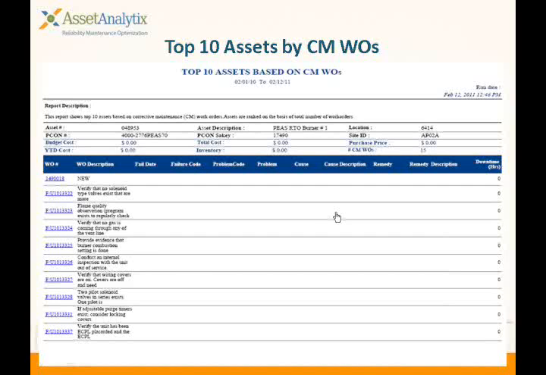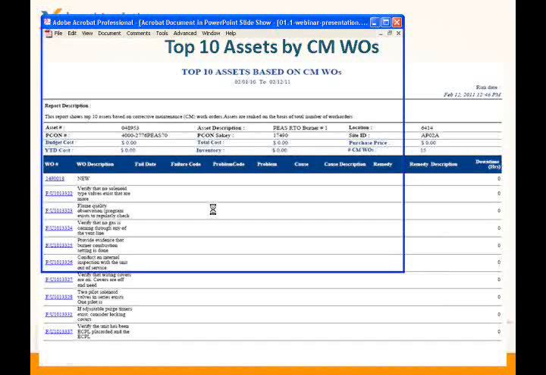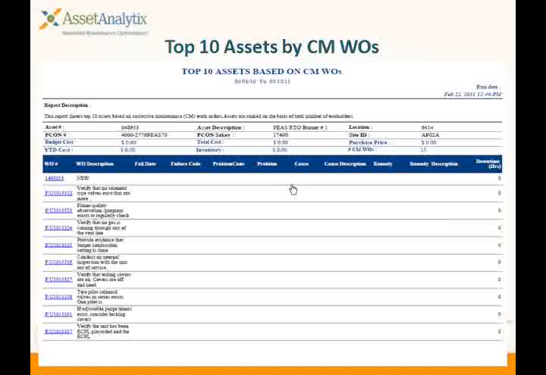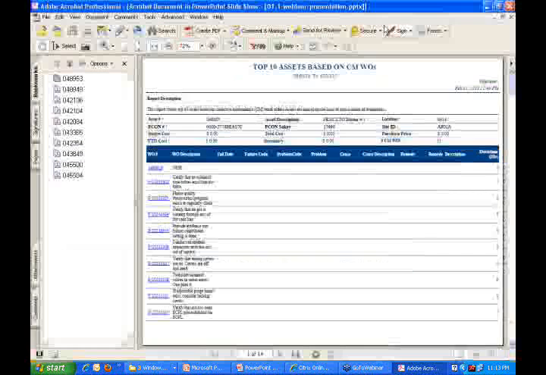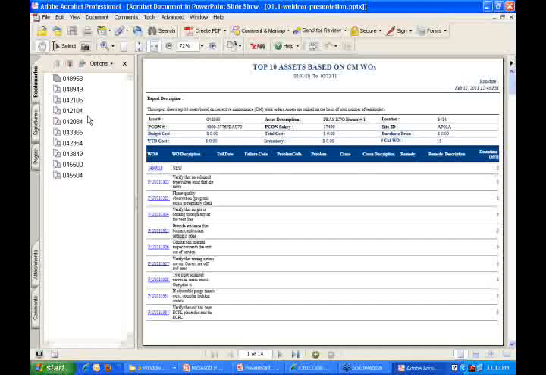This is kind of an empty report here, but the template of this report really talks about the top 10 assets by CM work orders, and it is showing you these are the 10 assets, as in this example. But the idea here is it is showing you for a particular range of time or date range, and then it is also showing what the failure code was, what the problem code was, and the cause and remedy, etc. So again, the idea is to find bad actors.